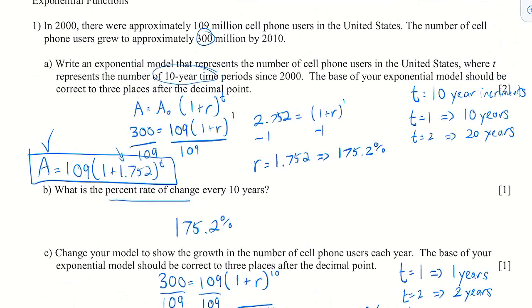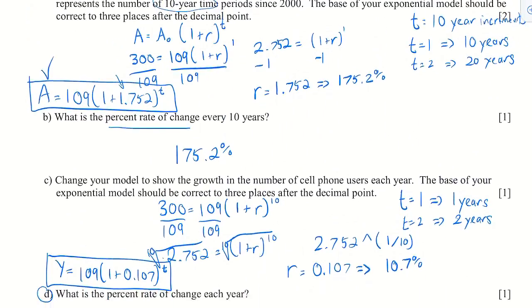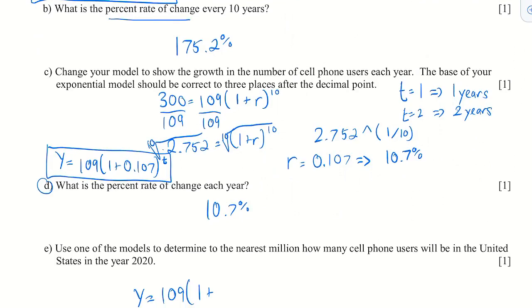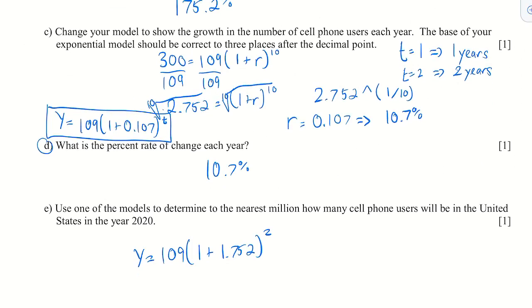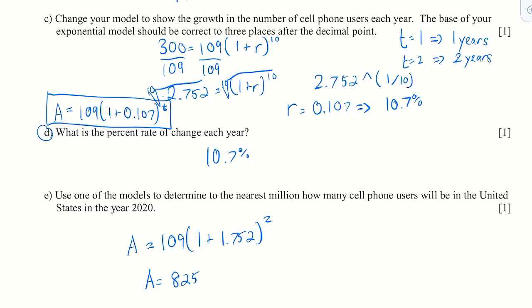So what would you want? Let me just use that 175.2%. So I'll do 1.752 raised to the second power. So I end up getting, oh, I don't know why I'm saying y. This should be amount. So the A value here is going to roughly be around 825 million users.